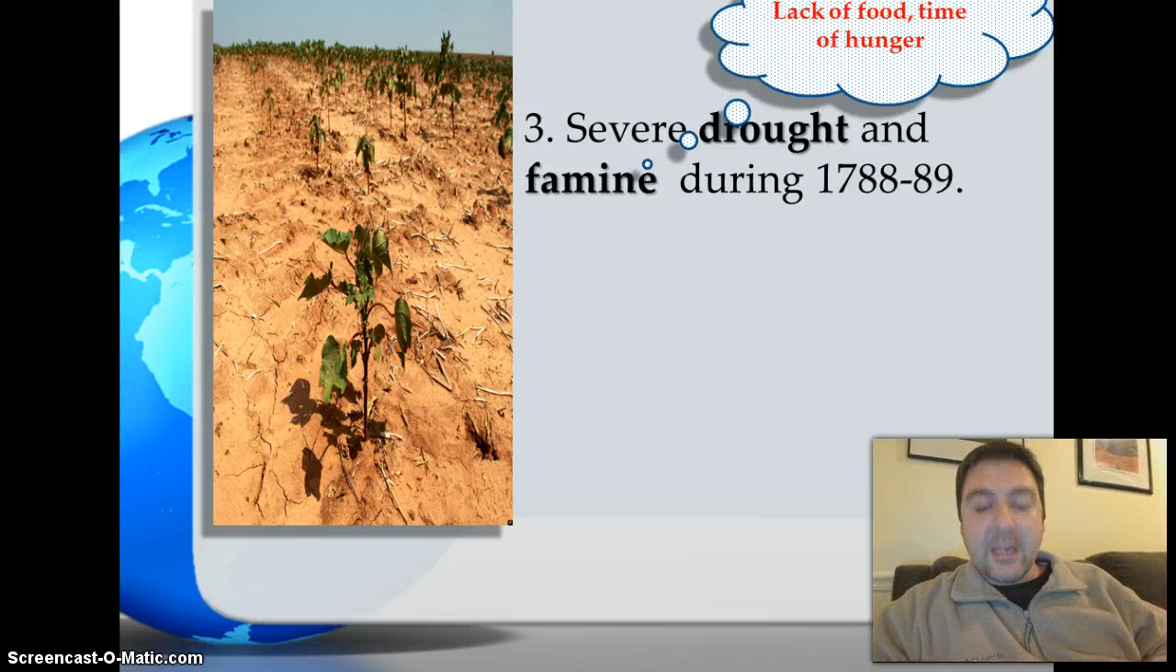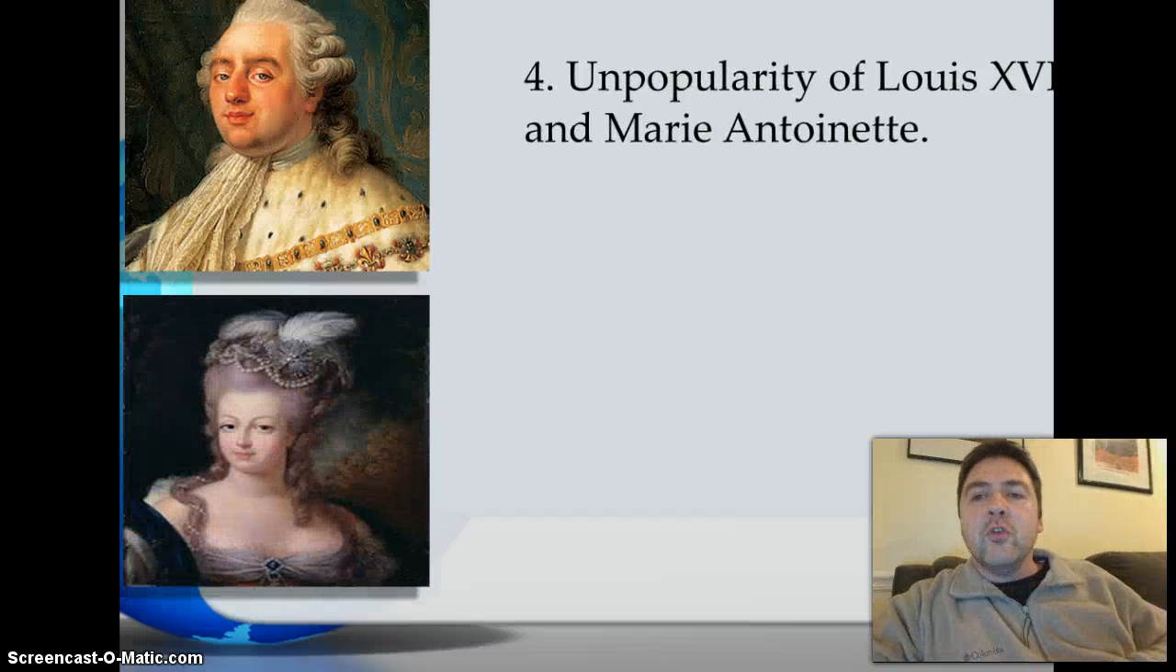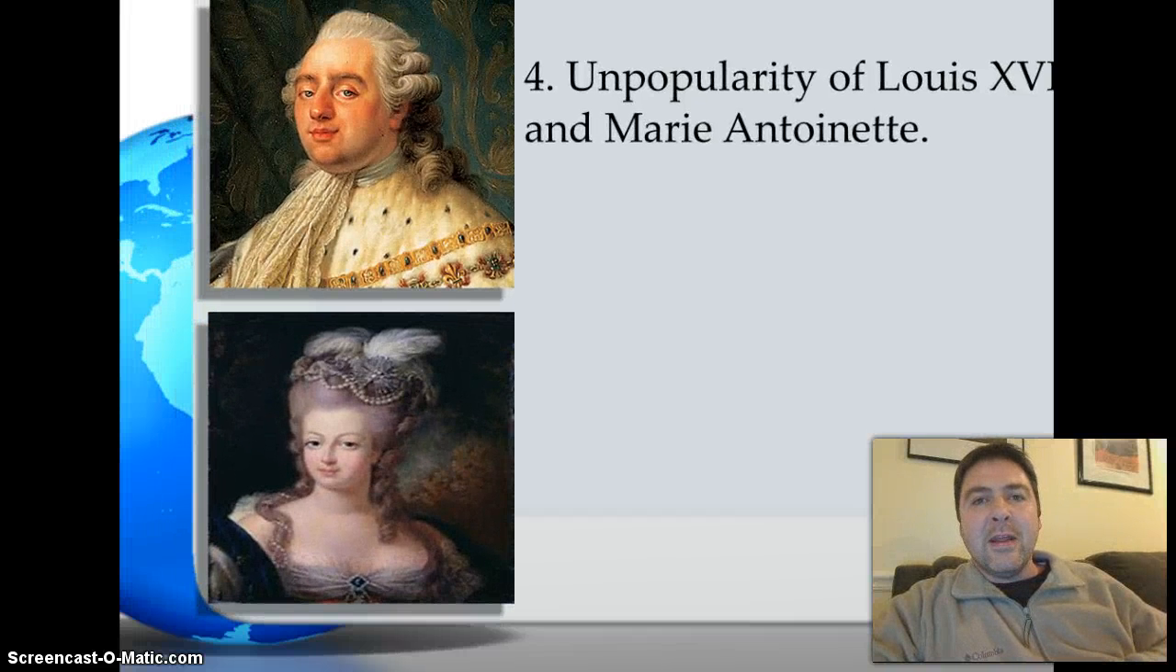Okay, our fourth cause of the revolution was the unpopularity of the king and queen. Louis XVI, I think the I might have gotten cut off there a little bit. It's XVI for 16.